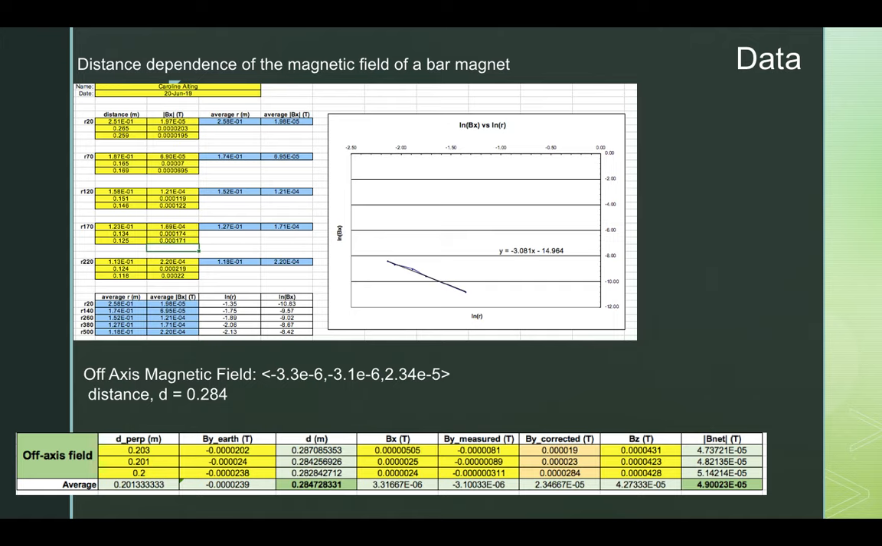In the graph here, we know that because the magnetic field is equal to kr to the n power, we can linearize that, and the slope of the line is equal to the distance dependence, which is negative 3.081. Then for the off-axis, we found that the magnetic field is equal to this vector, and that the distance is equal to about 0.284 meters.